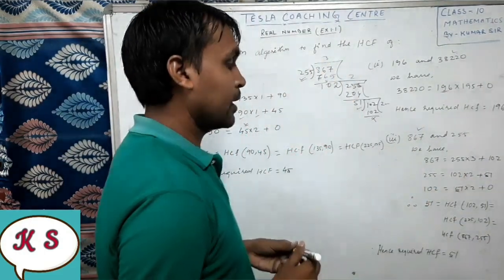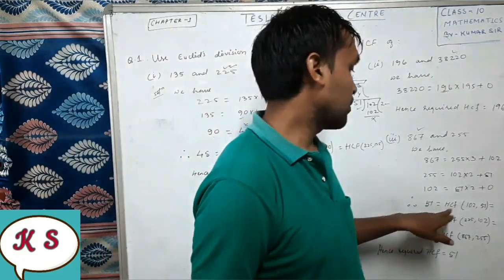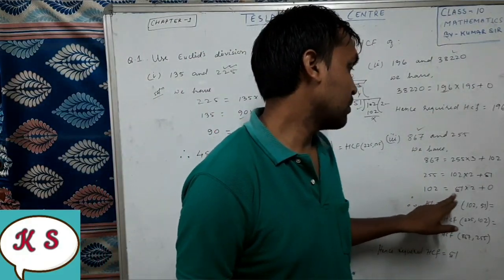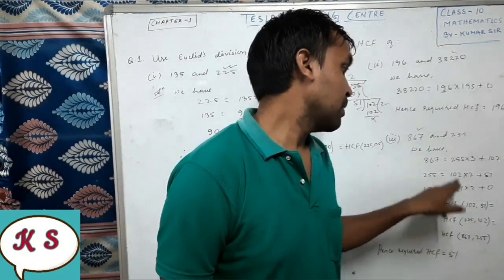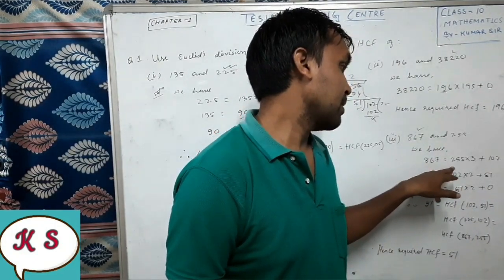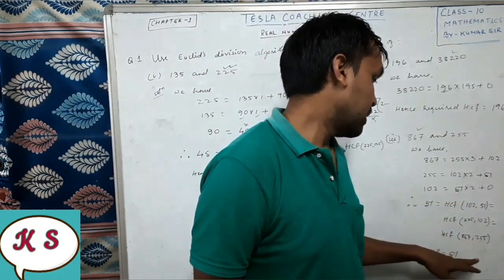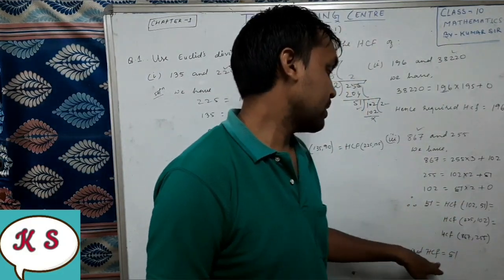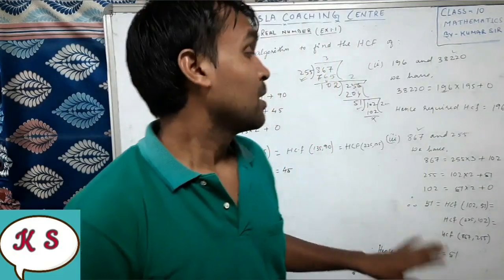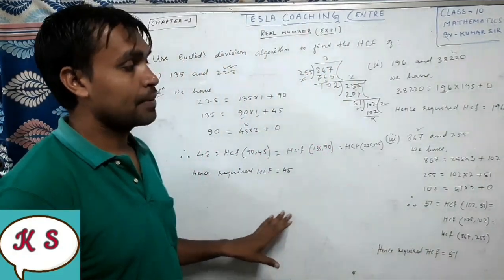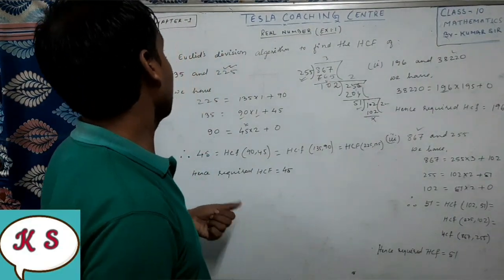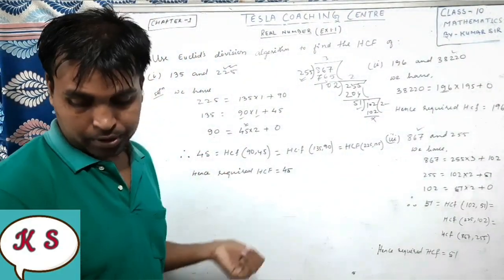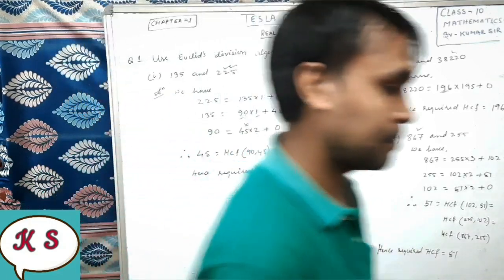So what will we write here now? Since 51 is the HCF of 102, 51, 255, 102, and 867, 255, therefore the required HCF is equal to 51. So this is a very simple question. I hope all of you have understood it. Now you can take it down and we will switch to question number 2.